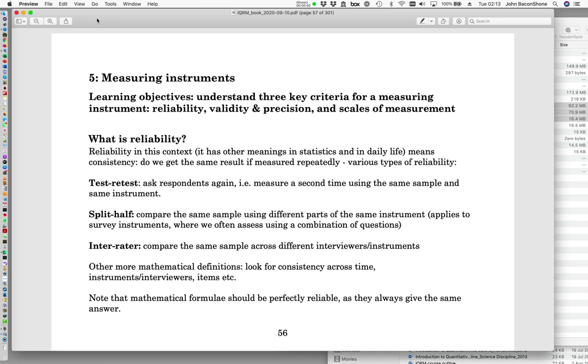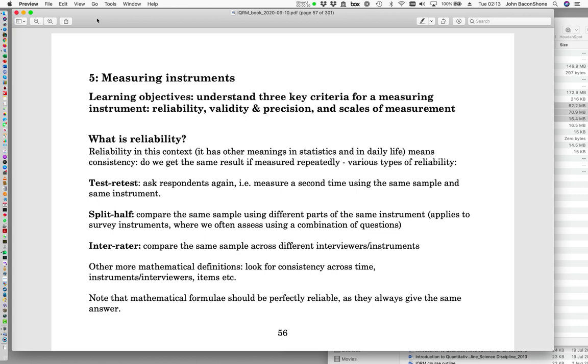Okay, so this is the video for Chapter 5. Chapter 5 is called Measuring Instruments. So the learning objectives are to understand the three key criteria for a measuring instrument: reliability, validity, and precision, and also to understand scales of measurement.